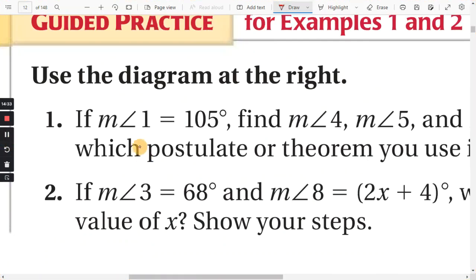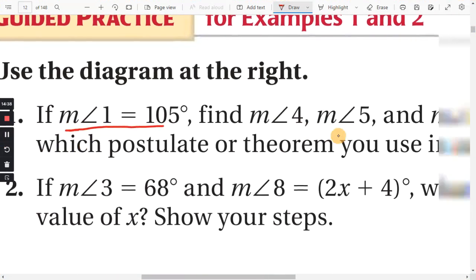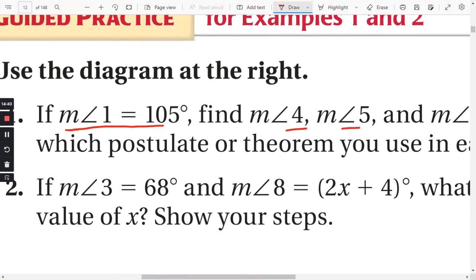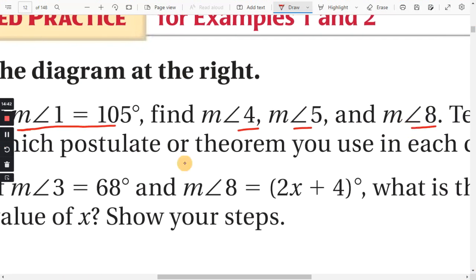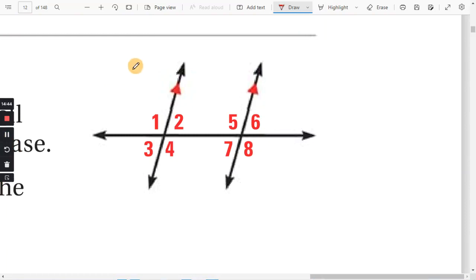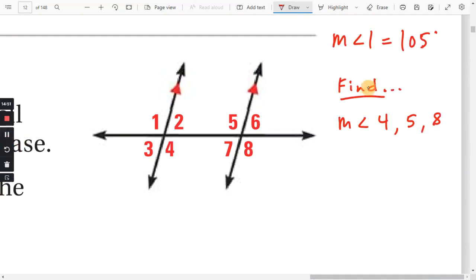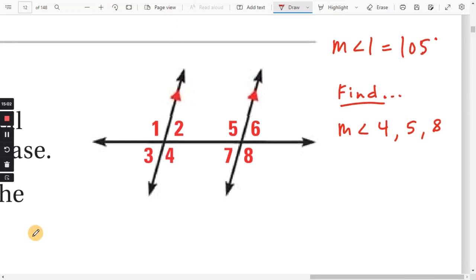Okay, let's try guided practice. Measure of angle 1 is 105, and they want you to find angles 4, 5, and 8. Let's take a look. All right, so I'm going to replace angle 1 with 105 degrees. All right, I just wrote it here. Measure of angle 1 is 105, and they want you to find angles 4, 5, and 8. Okay, it's not that bad. Use corresponding, use straight angles, use vertical angles, whatever you have to use.